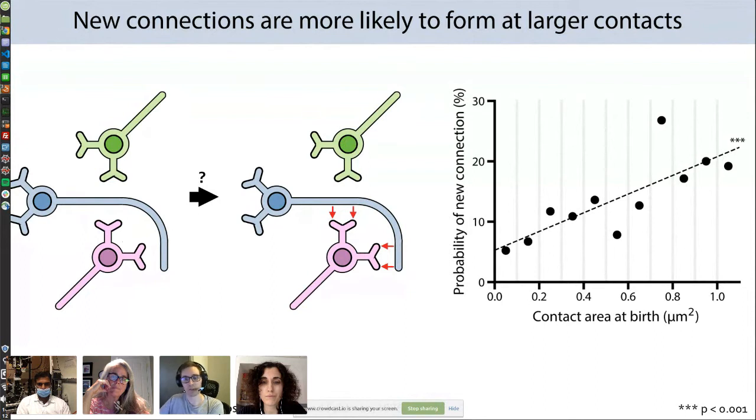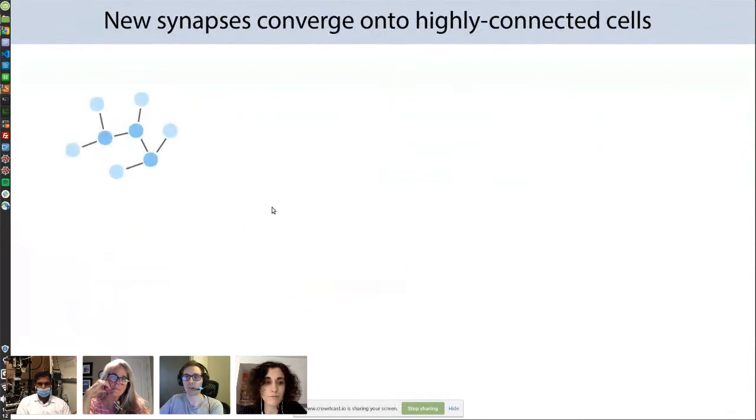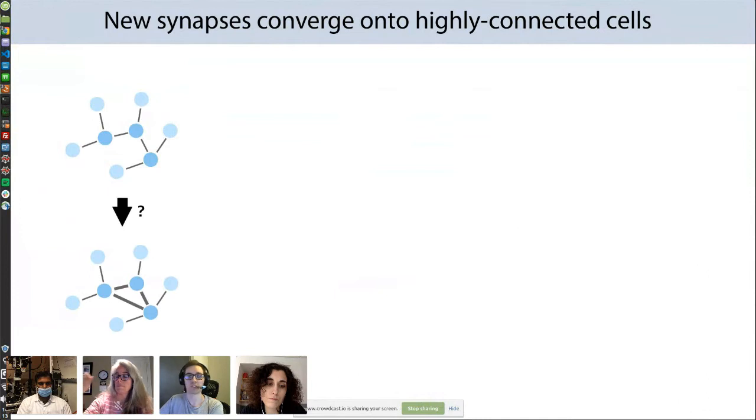And a second form of non-uniform synapse addition was evident between neurons with different properties. So from birth, it was already evident that some neurons were more highly connected than other neurons, meaning they had more connections than other neurons, which I'm trying to indicate here with these 3 slightly bigger neurons. And so we considered the possibility that some neurons were simply more likely to build new synapses, in which case we would see neurons with already many connections at birth disproportionately make new synapses compared to other neurons. So this idea is also known as the rich get richer.